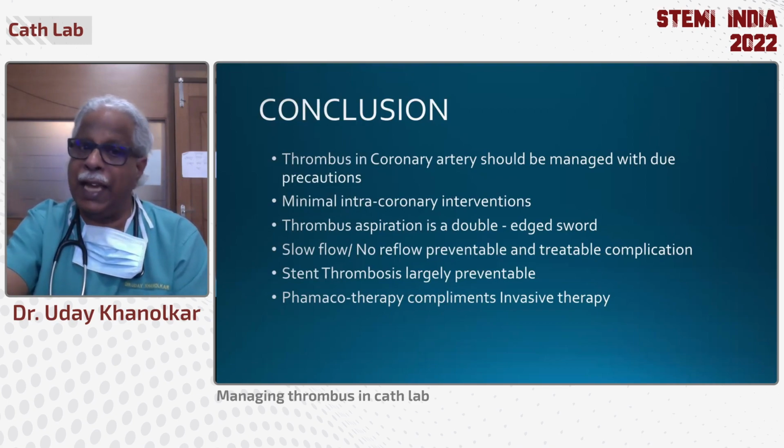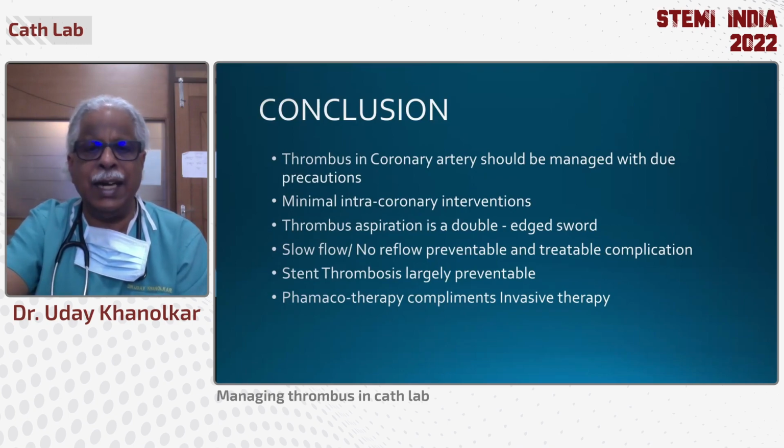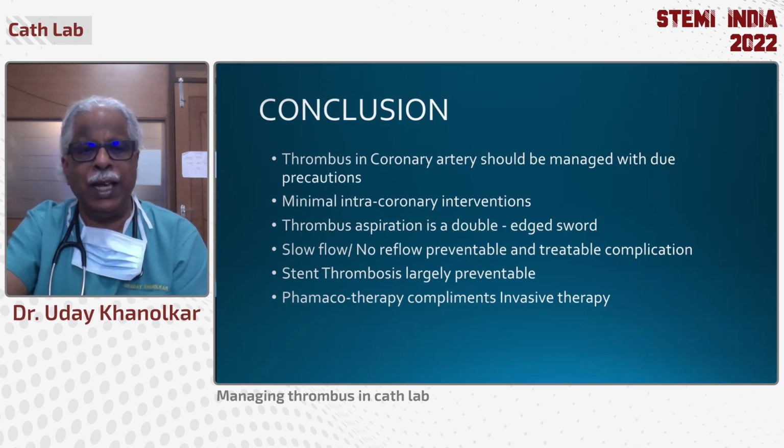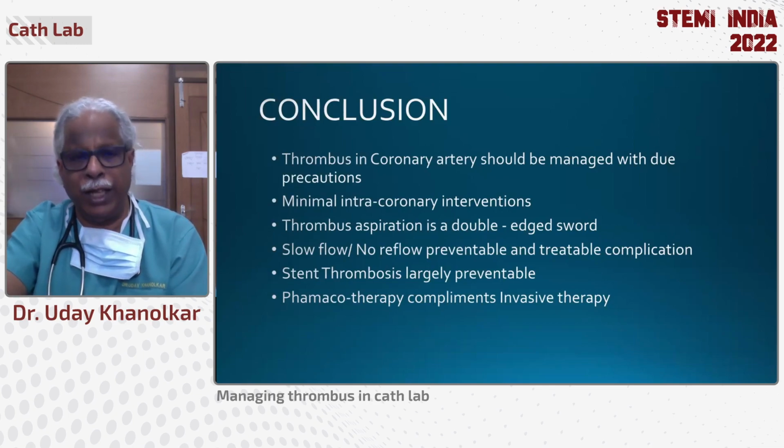Stent thrombosis is largely preventable, especially if we can do imaging during and at least at the end of the stenting, so that we can detect if the stent is appropriately placed and appropriately expanded, and there is no edge dissection, either proximal or distal. We can then prevent stent thrombosis as much as possible. A combination of pharmacotherapy along with invasive therapy is the best combination for treatment of coronary artery lesions with thrombus, to prevent any further complications.